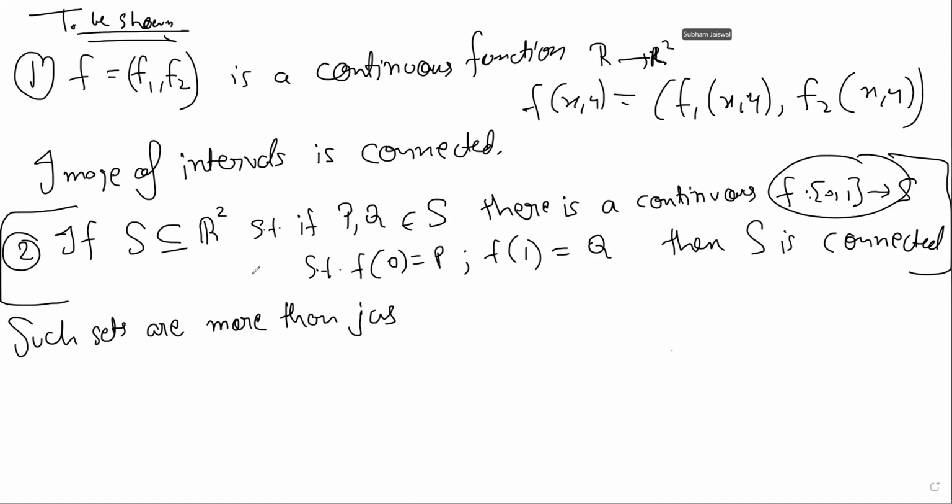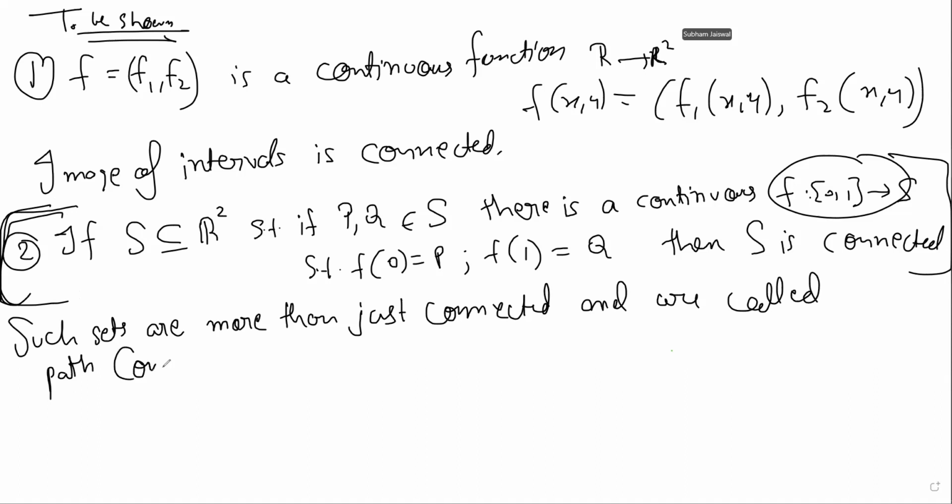But the point is that in nature, when you find connected sets, they are not those bizarre pathological sets. They will be nice connected sets, and they will be of this type. They will be connected, but they will be more than that. Between any 2 points, you can travel by a continuous function. Such sets are more than just connected and are called path connected. Obviously, convex sets are path connected.